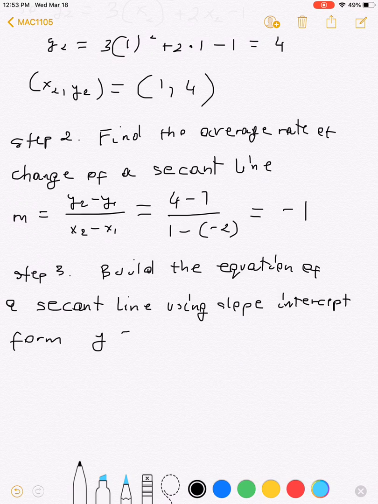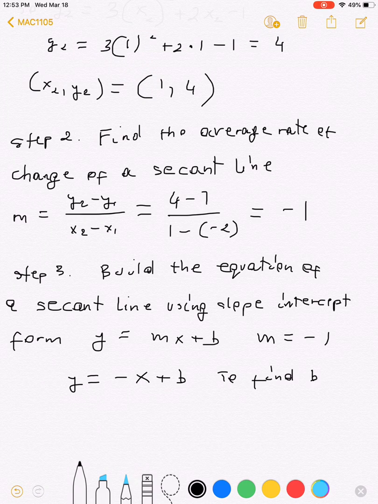Which is y equals mx plus b. We already know m is equal to -1. So we have y equals -x plus b. To find b, you can use any of the points. We already have 2 points, x1, y1, and x2, y2. I'm just going to use the coordinates of the first point, x1, y1.